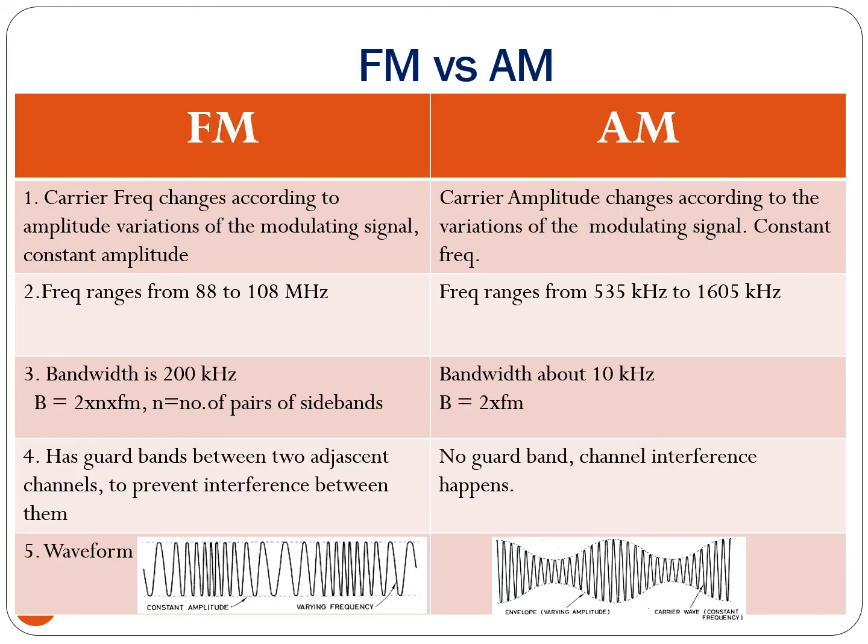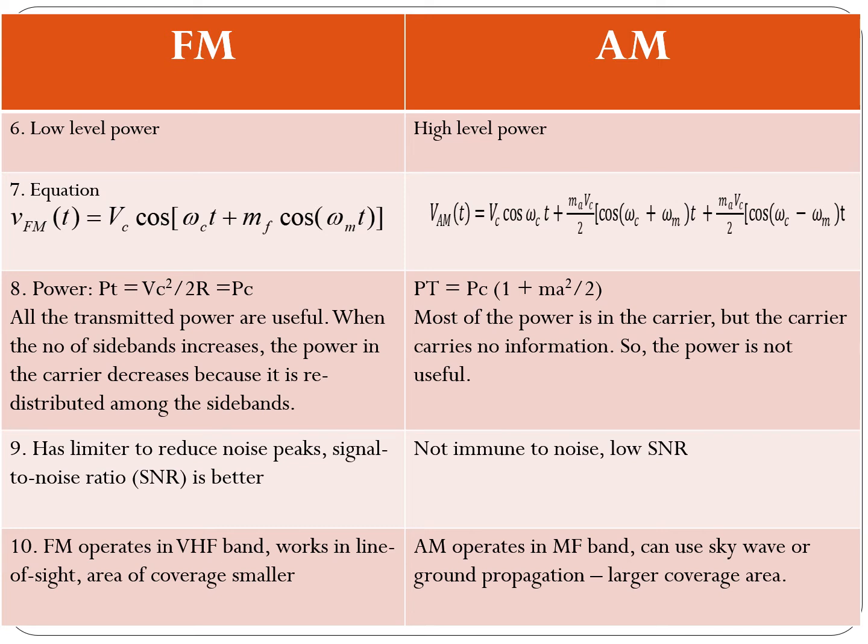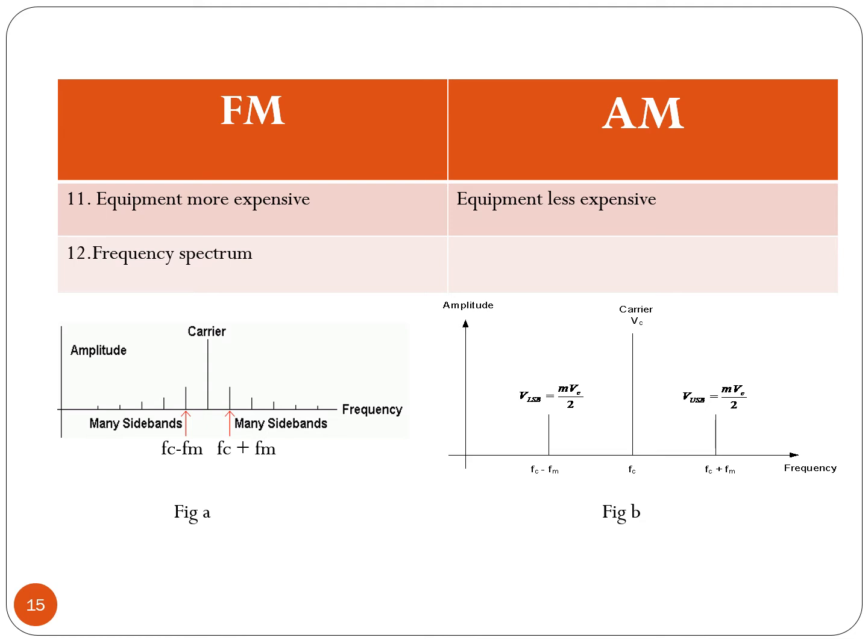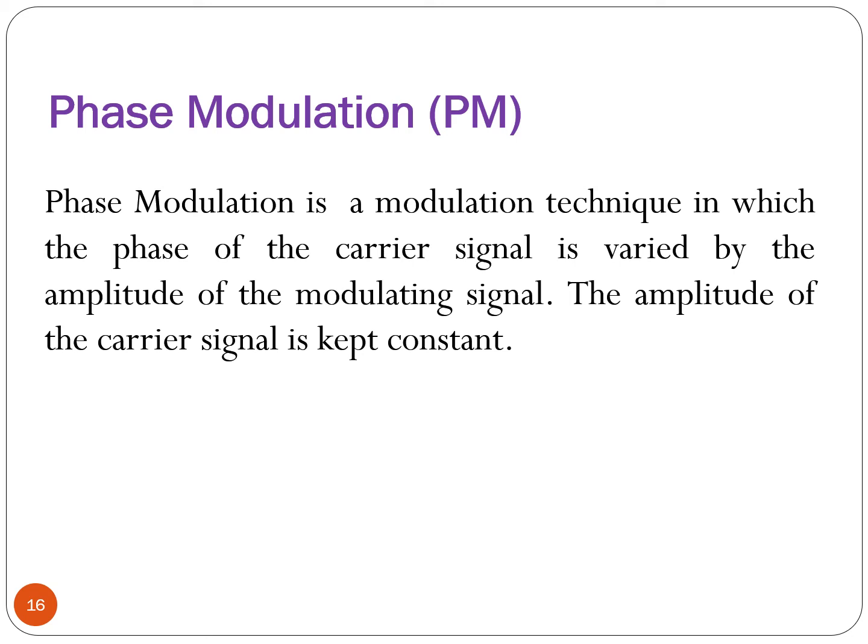This table summarizes the 12 elements of FM as compared to AM. Now let's learn about the phase modulation technique. Based on this modulation technique, the phase of the carrier signal is varied by the amplitude of the modulating signal. However, the amplitude of the carrier signal remains constant.